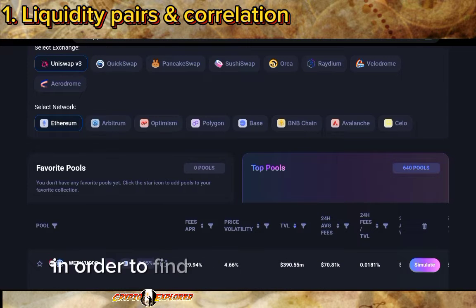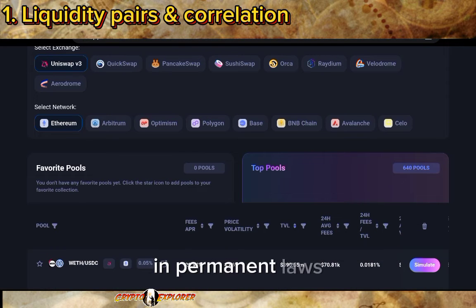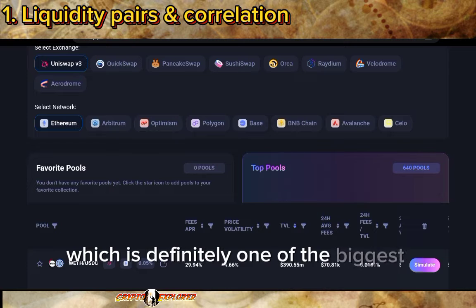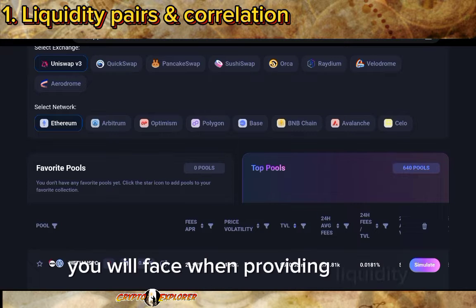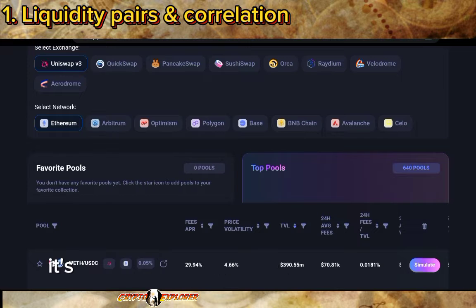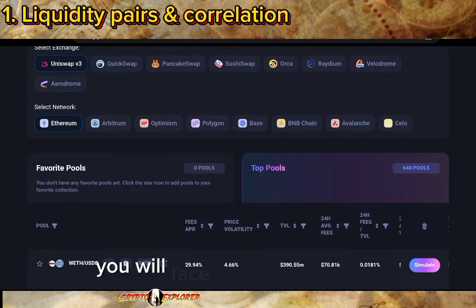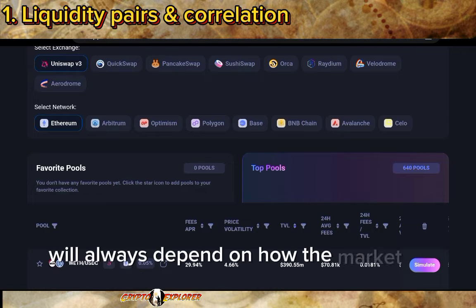In order to find the best correlated pools, simply because these are the ones that will protect you the most against impermanent loss, which is definitely one of the biggest risks you will face when providing liquidity. But although you'll be more protected against impermanent loss, it's highly likely that at some point in time, even with blue chip pairs, you will face impermanent loss. Basically, it will always depend on how the market is behaving.